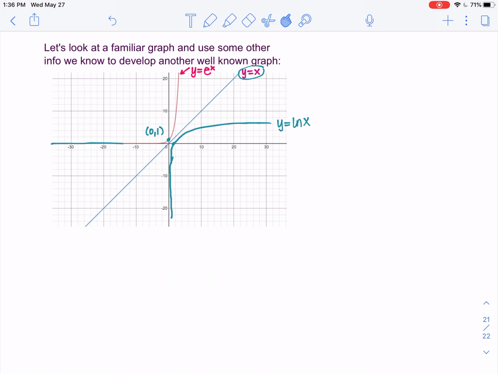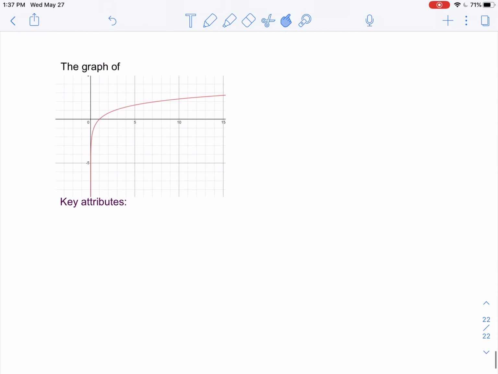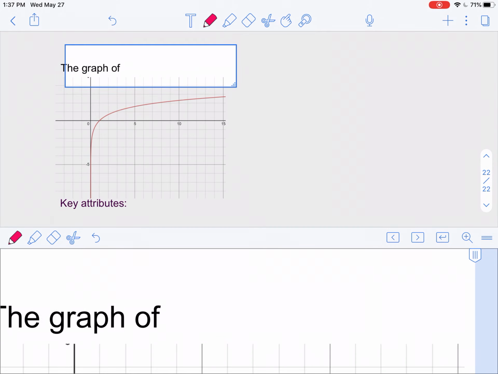So you can see the reflection: if you fold on the line y equals x, these two graphs would meet up. That's because they are inverses of each other. If you really understand this graph, then you can always come up with the key characteristics of the natural log graph, but my hope is that you actually feel pretty comfortable with some of those. So let's summarize that. Here I left off the e to the x stuff, and we are just taking a look at the y equals natural log x graph.